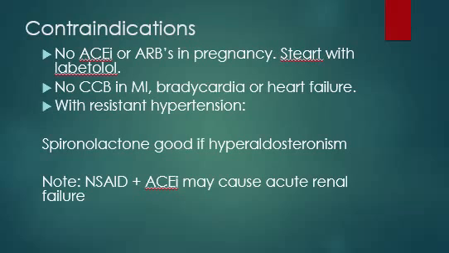If someone has resistant hypertension, and say they have a disease like Conn's, where they have hyperaldosteronism, spironolactone can be a really good choice. Spironolactone's a diuretic, another diuretic, but it's an aldosterone antagonist. So it's convenient if someone happens to have hyperaldosteronism, and that's one of the big causes of resistant hypertension.